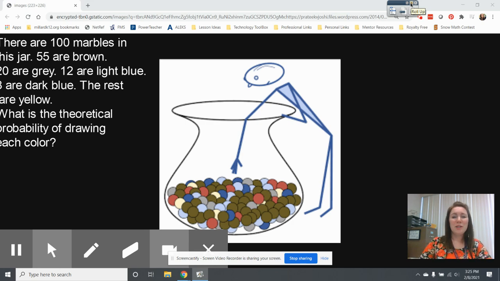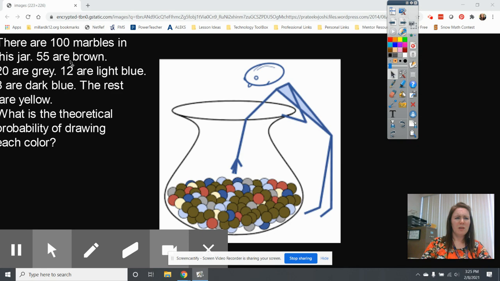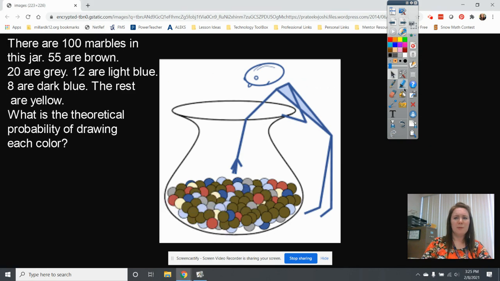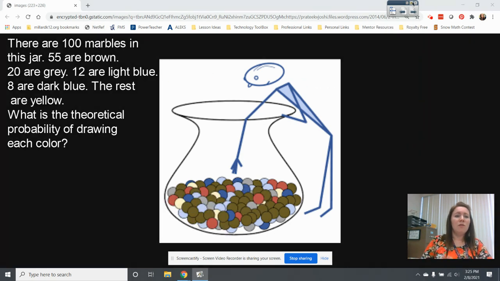Hi, today we're going to talk about how do you find the theoretical probability of an event happening. So here we have a picture of a guy with a whole bunch of marbles in a jar. It says there are 100 marbles in this jar, 55 are brown, 20 are gray, 12 are light blue, 8 are dark blue, the rest are yellow. What's the theoretical probability of drawing each color?